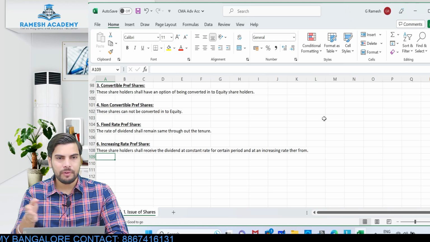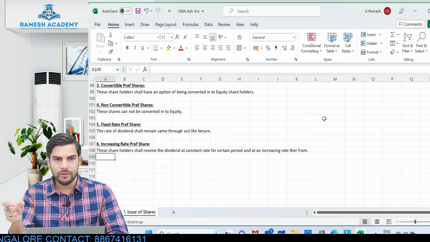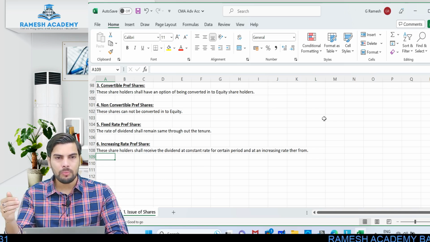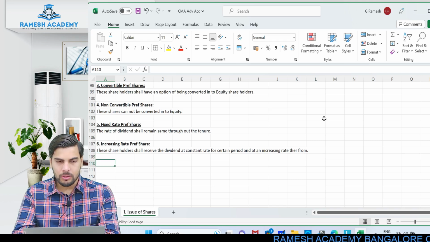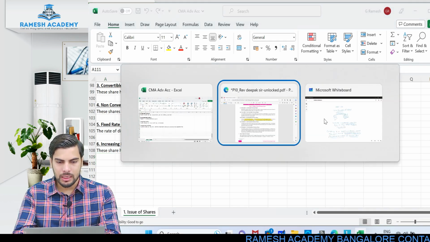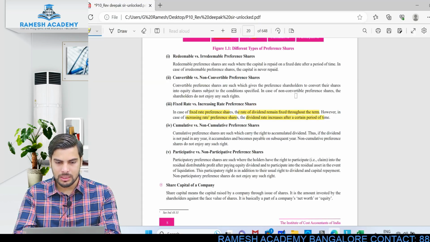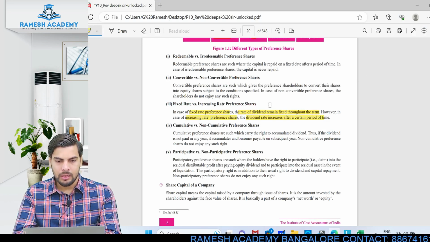Let us say I'm paying 10% dividend initially for 3 years. After that it cannot decrease, it has to increase. Let's say the fourth year I pay 11%, fifth year 11.5%, sixth year 12%, seventh year 12.2%. It will start increasing. Clear? Based upon the growth of the company, even the dividends start increasing. That is what increasing rate preference shares are.